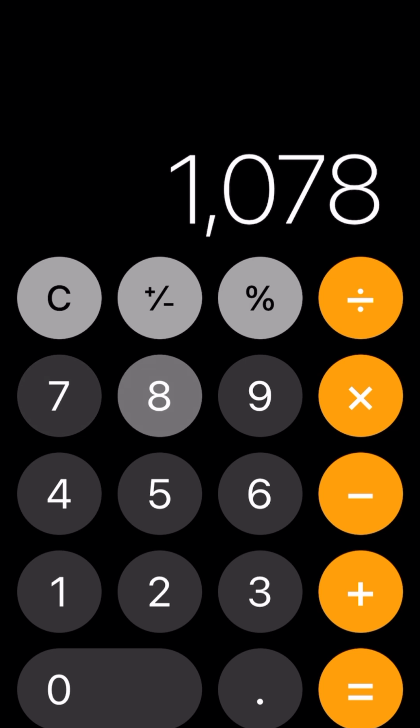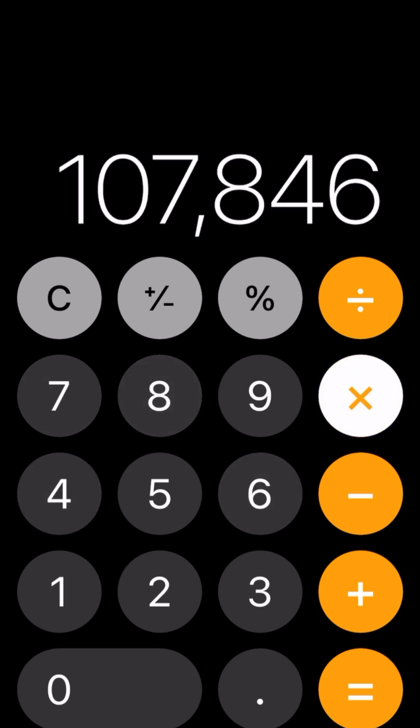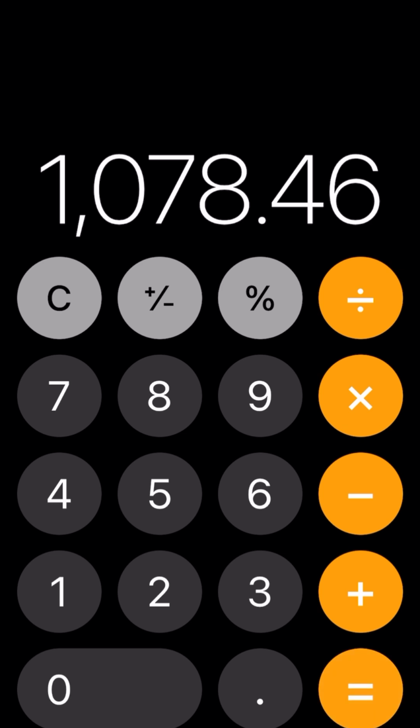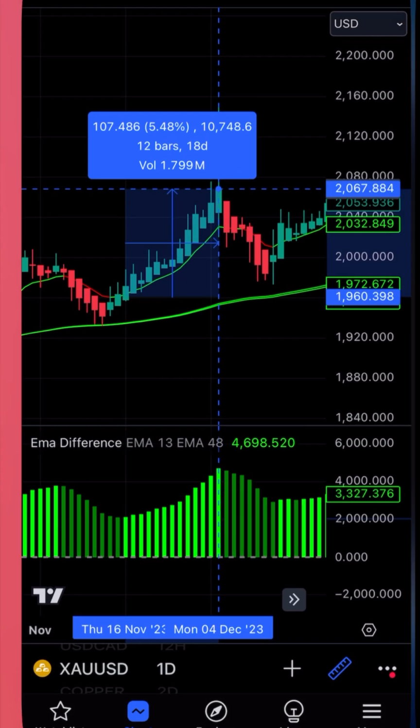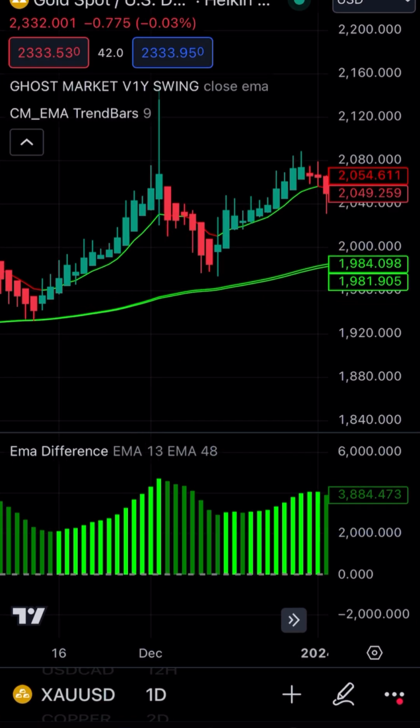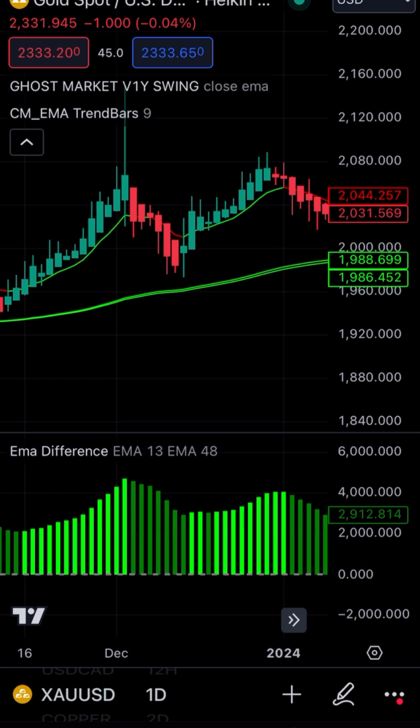Let's just stick with those numbers: 107,846 or somewhere in there. And if you did this at a penny, you would have made $1,000. You basically would have made $1,000 in 18 days. So then it goes back down. You don't pay attention to when it goes dark.